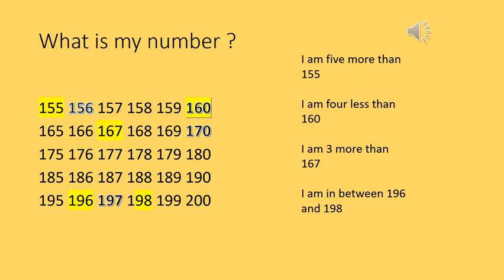Let us look at the last one. It says, I am in between 196 and 198. Let's use our right hand index finger and our left hand index finger. Let's place it on 196 and 198. What number do you see in the middle? Correct, it is 197. You now know how to add and subtract, and you know how to move forward and backwards in the number grid.